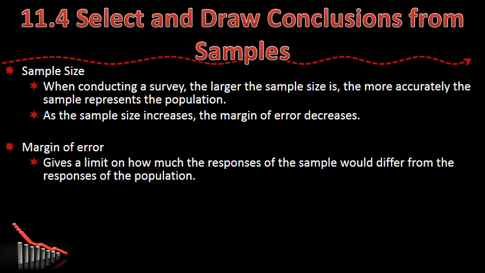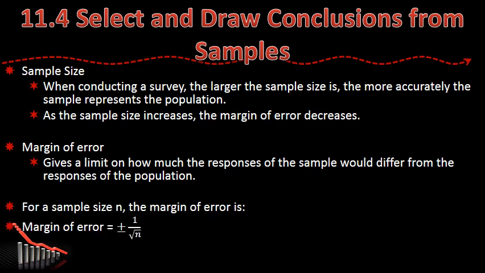Our margin of error is calculated, and it gives the limit on how much the responses of the sample would differ from the responses of the population. For a sample size n, the margin of error is plus and minus 1 divided by the square root of n. The plus and minus means it could be higher or lower.